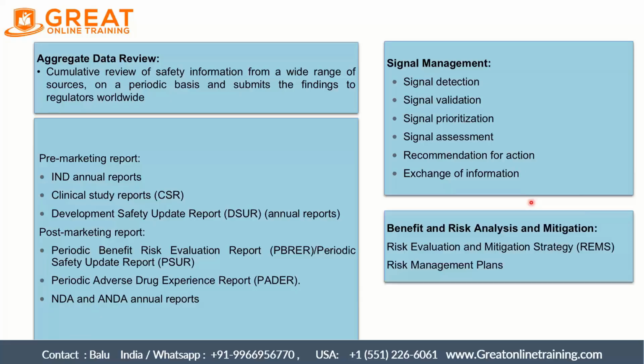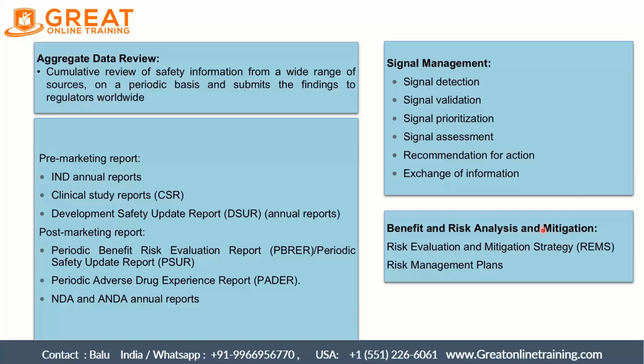And the next step involved is the benefit and risk analysis and mitigation, which we also call risk minimization, risk management plans, or risk minimization activities. The main objective of this is to document the risk management system considered necessary to identify, characterize, and minimize the medicinal product's important risks. The important risks are identified from the clinical trials or maybe from the animal studies.